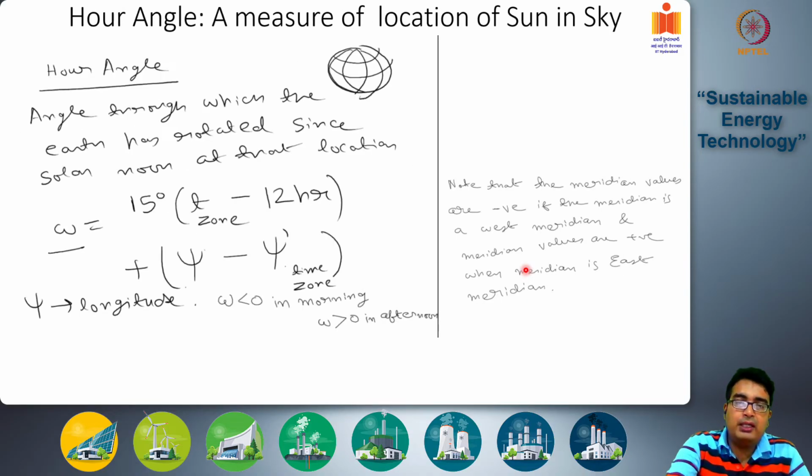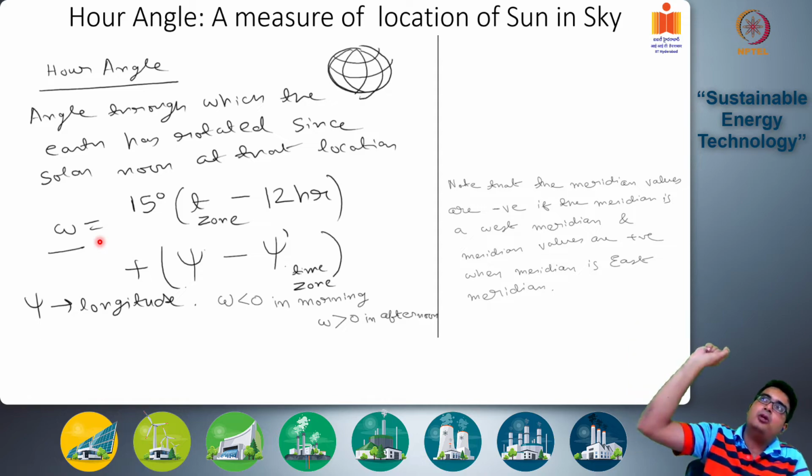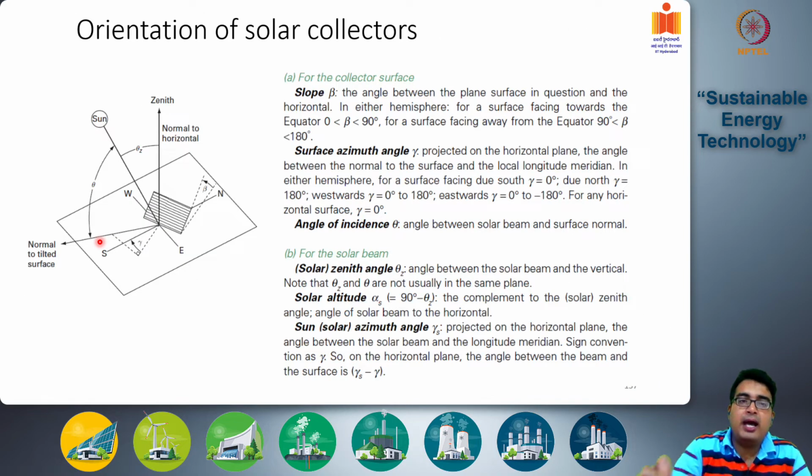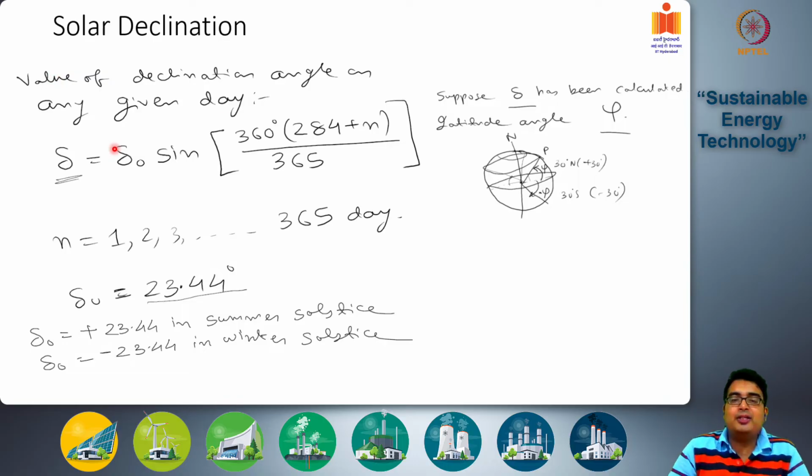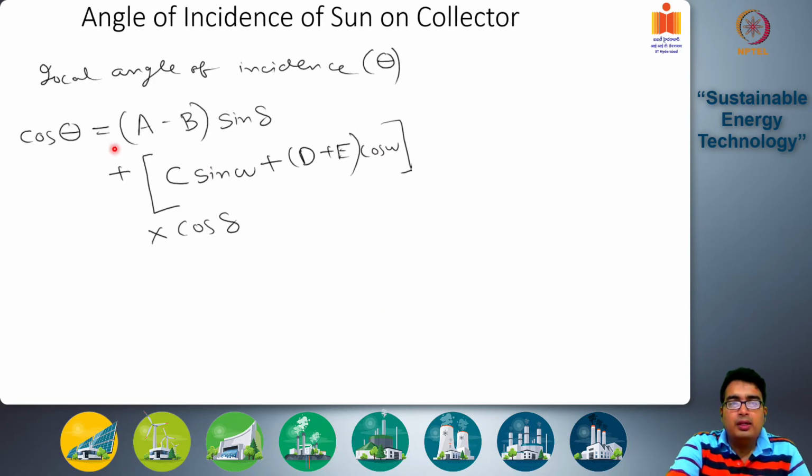Now that you have evaluated the hour angle, how much the sun has moved from your local noon time, you have the values of beta, gamma and theta z, and you have the number of daylight hours and the declination angle delta. Now you can use this formula to evaluate the angle theta, which is the local angle of incidence for your flat plate collector.